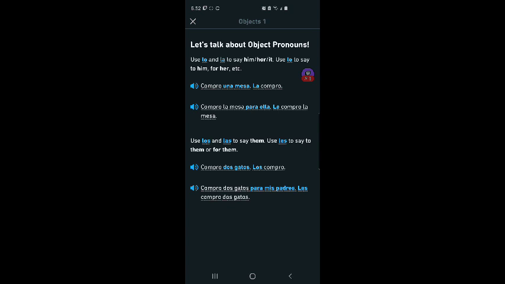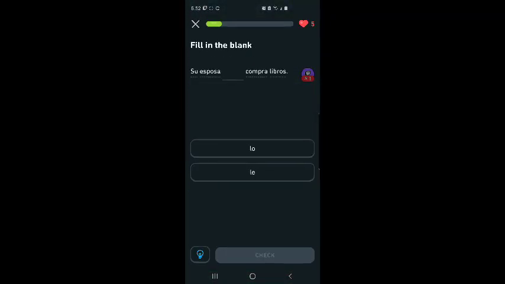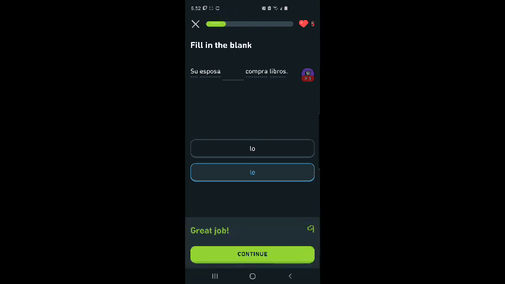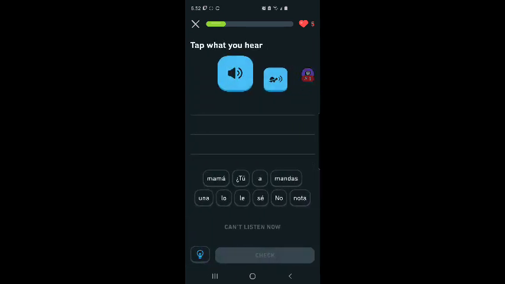Use lo and la to say him, her, it. Use le to say to him, for her, etc. I'm going to say le. And hopefully I'm right. Yay. Is buying books. Su esposa compra libros.